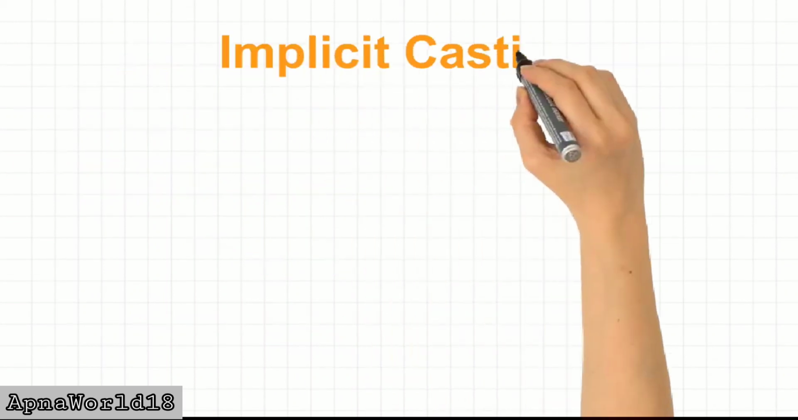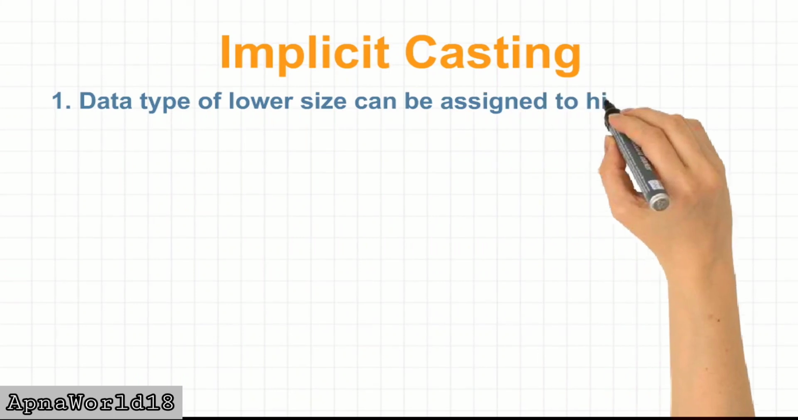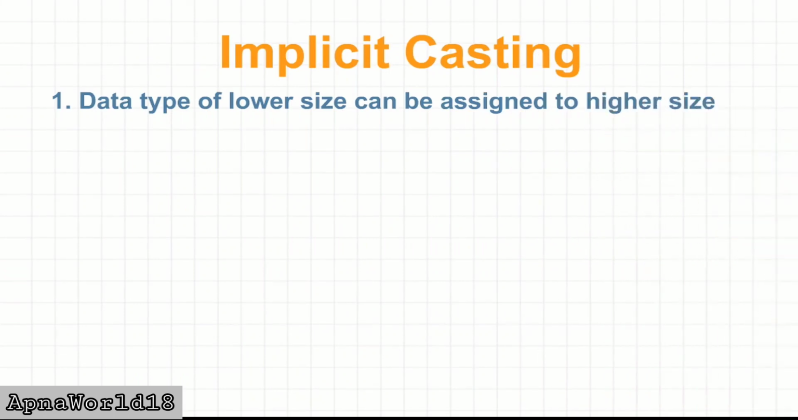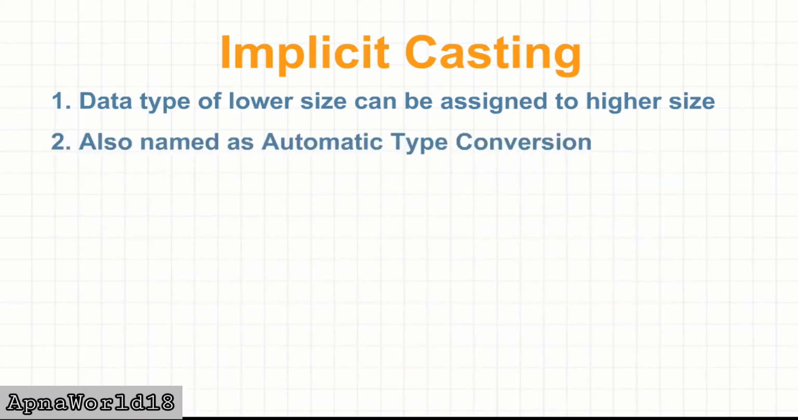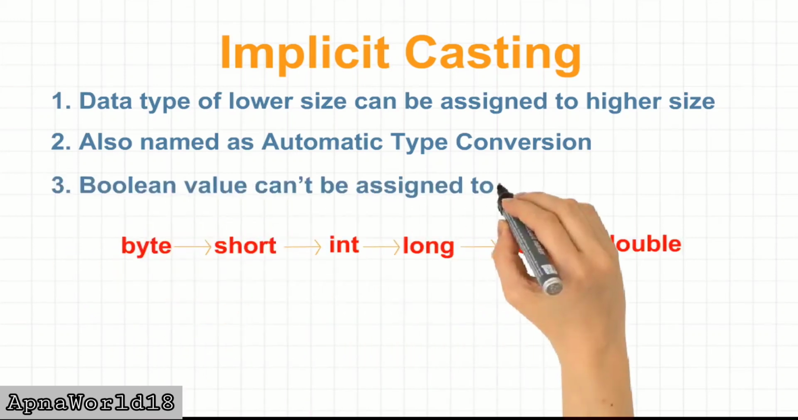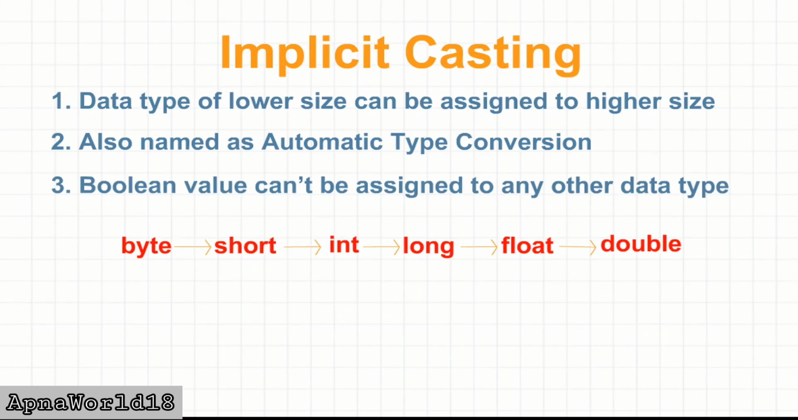A data type of lower size, that means occupying less memory, can be assigned to a data type of higher size. This is done implicitly by the JVM, so it is called implicit casting. The lower size is widened to the higher size. This is also named automatic type conversion. So a byte can be implicitly cast to short, short to int to long, long to float, and float to double. To note, a Boolean value cannot be assigned to any other data type.